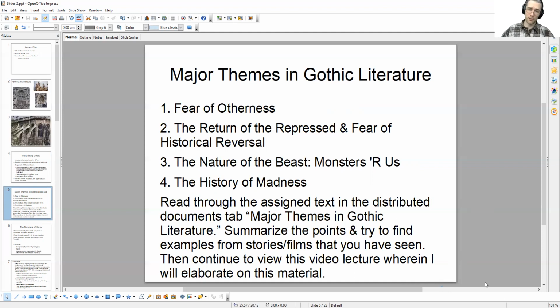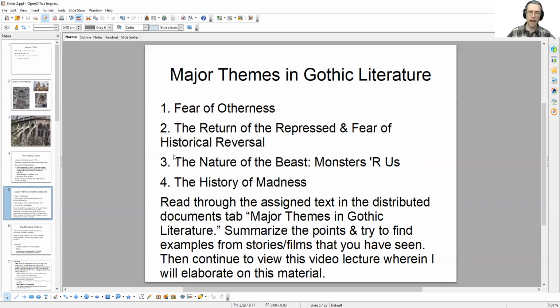What I'd like you to do is pause this video and read through the assigned text in the Distributed Documents tab, Major Themes in Gothic Literature. Summarize the points in each of these sections, and then try to find examples. If you know horror films or if you've seen or read something that is similar to a concept that you have been exposed to in this document, I would like you to try to draw that out and think about it in the terms of the technical theory that we're developing from this article.